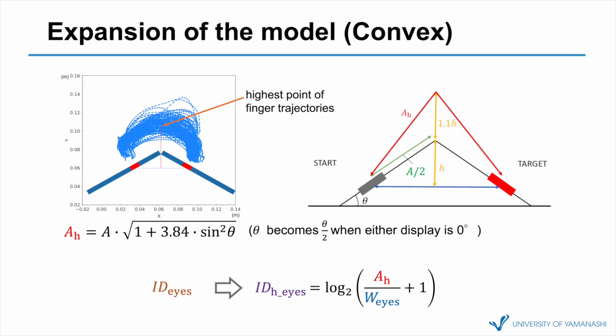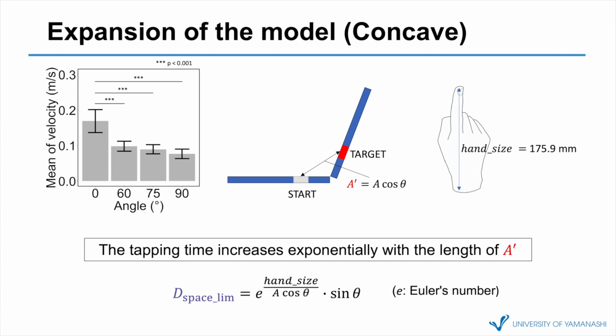For convex configurations, the travel distance of the finger increased as the display height increased. By replacing A with the approximated travel distance of the finger, IDHIs were defined. For concave configurations, the smaller the space available for moving the hand, the more carefully the participants tapped the target. So, we assumed that the tapping time increases exponentially with the length of the shortest distance from the start to the target, and defined D spacelim.